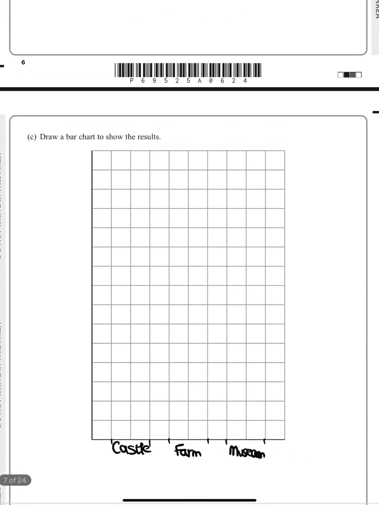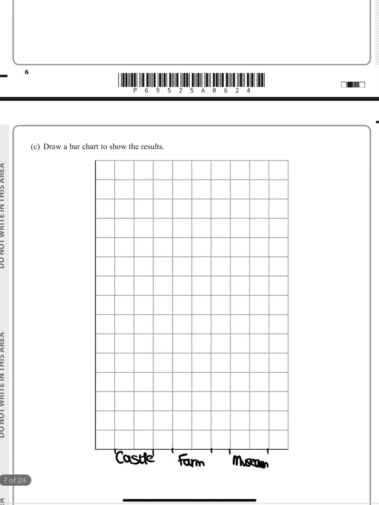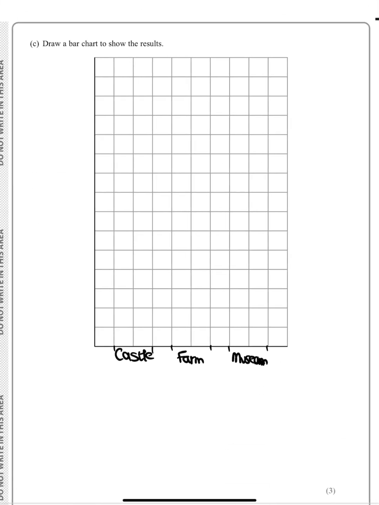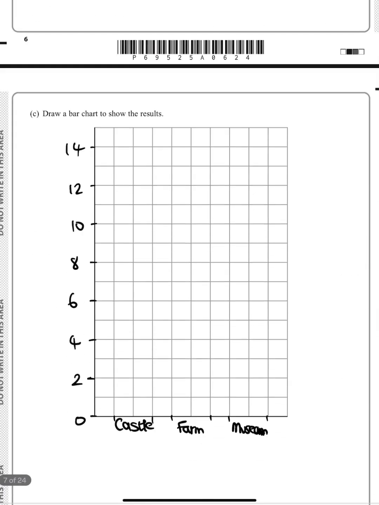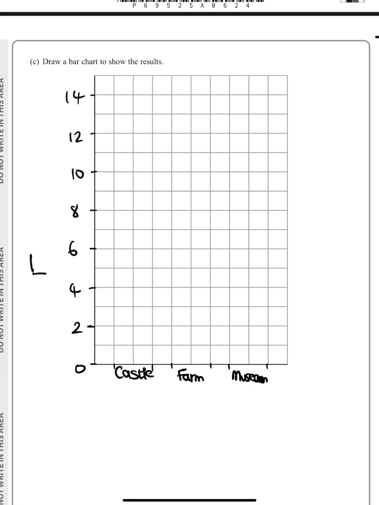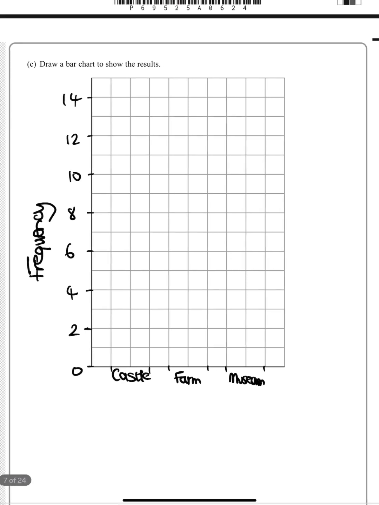And I'm going to have 0 at the bottom, just looking at the highest number there, which is 11. So I'm going to write 0 here. I'll go up in 2s to make sure I have enough space. So 2, 4, 6, 8, 10, 12, 14. I will call this the frequency, just like it says in the table. So I'm just going to write frequency here. And then I'll call this place, just like it does in the table.